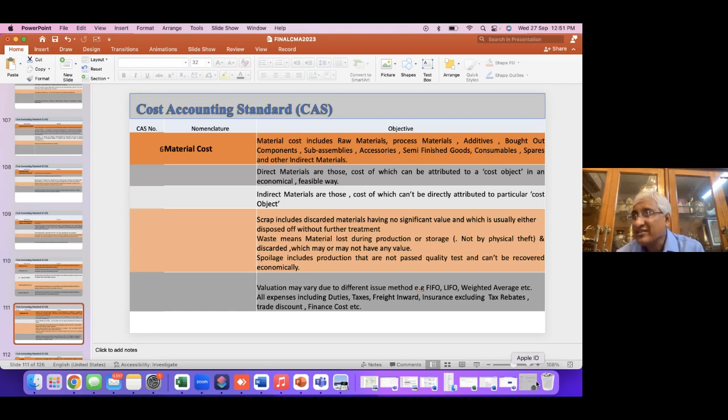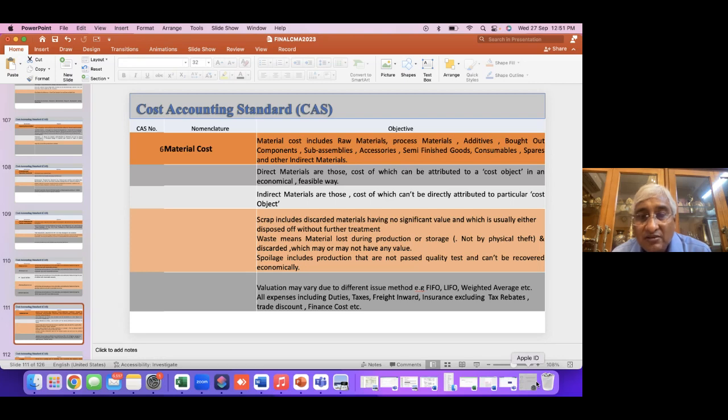We say cotton waste. We say wastage of different materials. Spoilage again includes production that has not passed the quality test. So basically a defective product. Sometimes in some industries, the defective products also can fetch some value. But in most cases, it can be sold as a lump sum also.